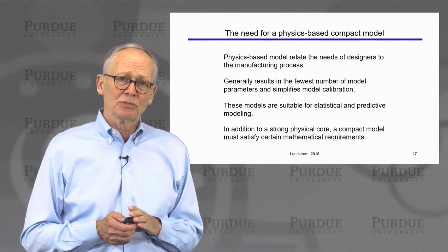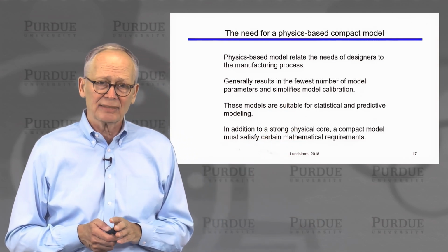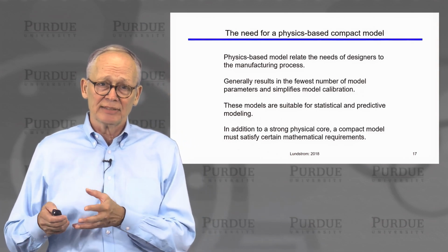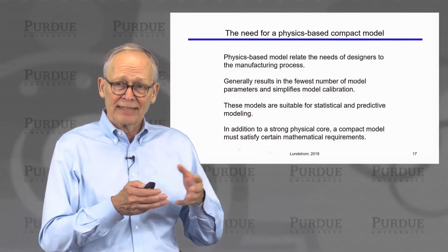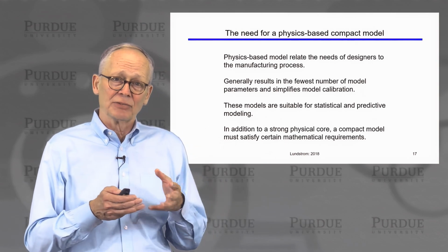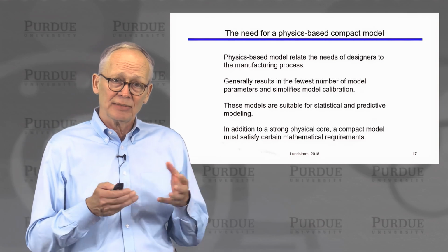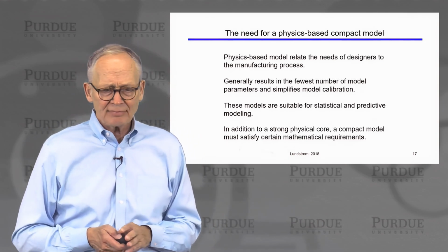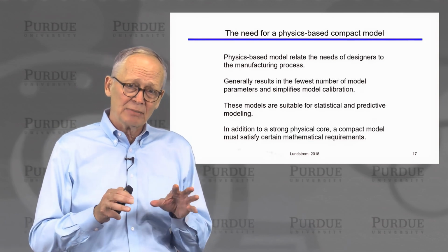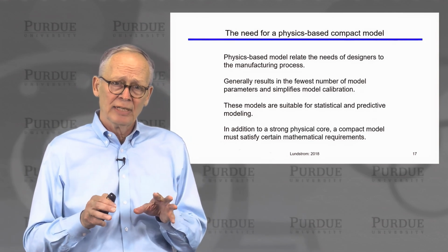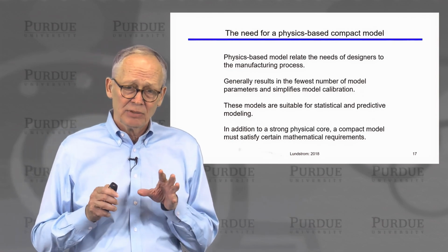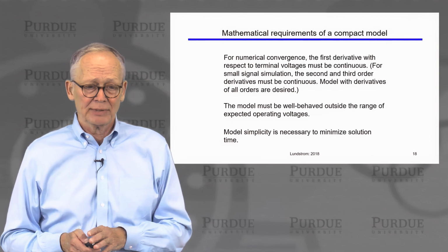These models are also best for statistical and predictive modeling. If my manufacturing process has some fluctuation in gate oxide thickness, then I can use my model to assess what the impacts of those fluctuations are on the performance of the circuits that we produce. But it isn't enough. We would like the model to have a strong physical core, but if we're using it for circuit simulation and circuit design, we also have some mathematical requirements.